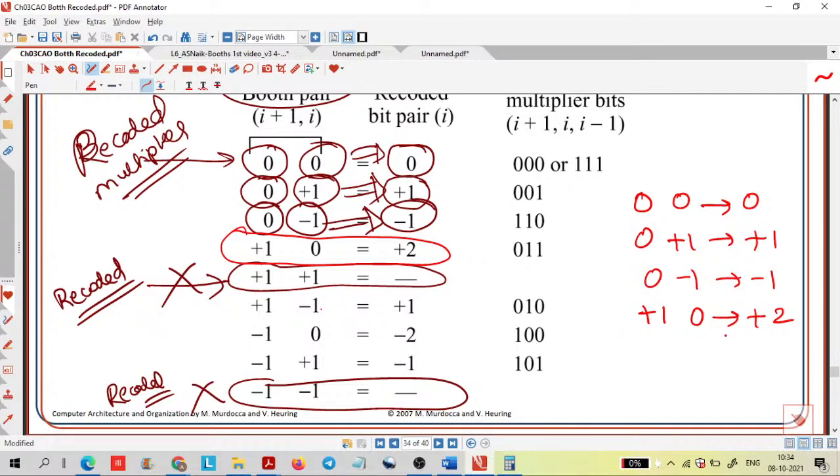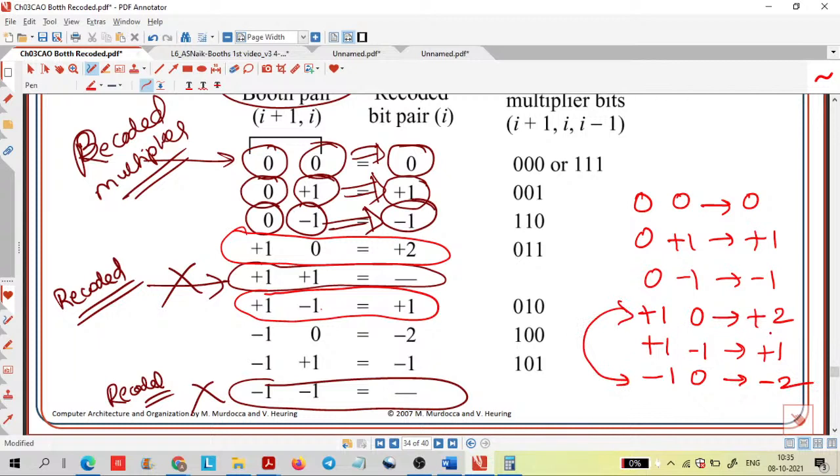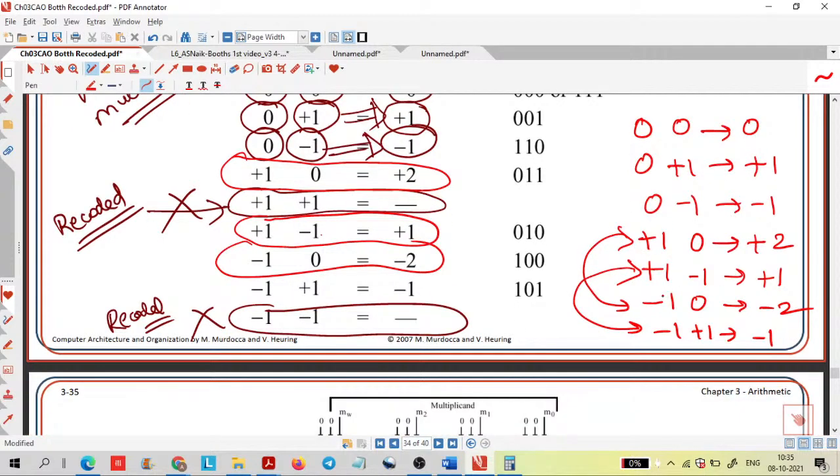Plus 1 0 comes, plus 2. Then plus 1 minus 1 comes, you have to replace it with plus 1. Then minus 1 and 0 comes, that is minus 2. See the opposite: plus 1 0 gives 2, minus 1 0 gives minus 2. Then minus 1 plus 1 comes, minus 1. I think you can remember this one.